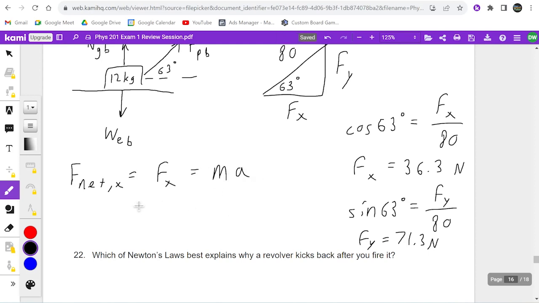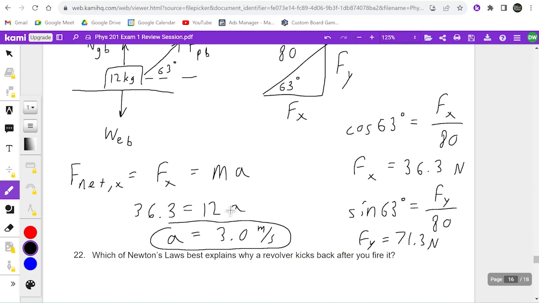Now we know Fx, it's 36.3. We know the mass, it's 12, which means A is very easy to solve. A is going to be 3.0 meters per second. And there's our answer. Oh, meters per second squared. What am I doing? Any questions on the acceleration?